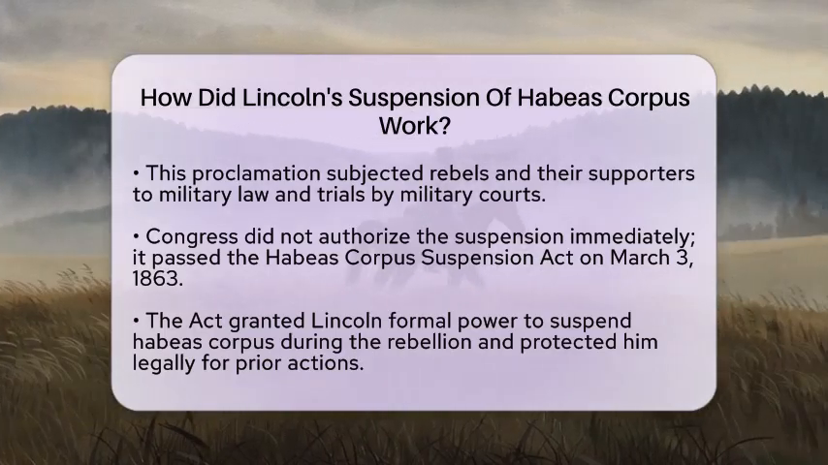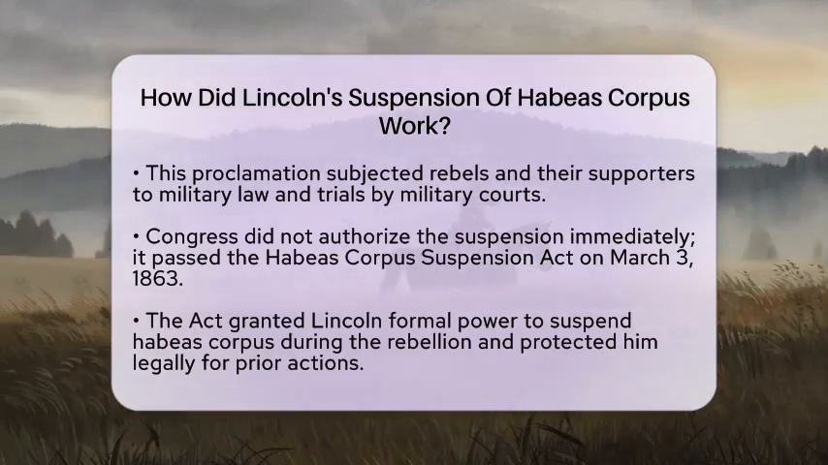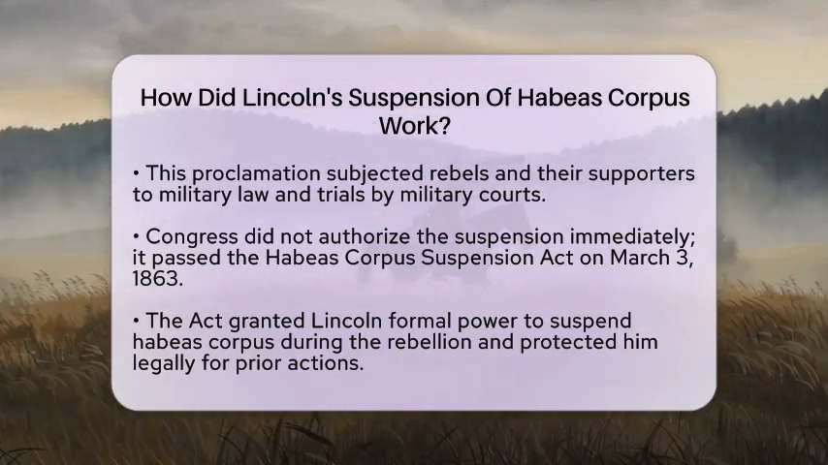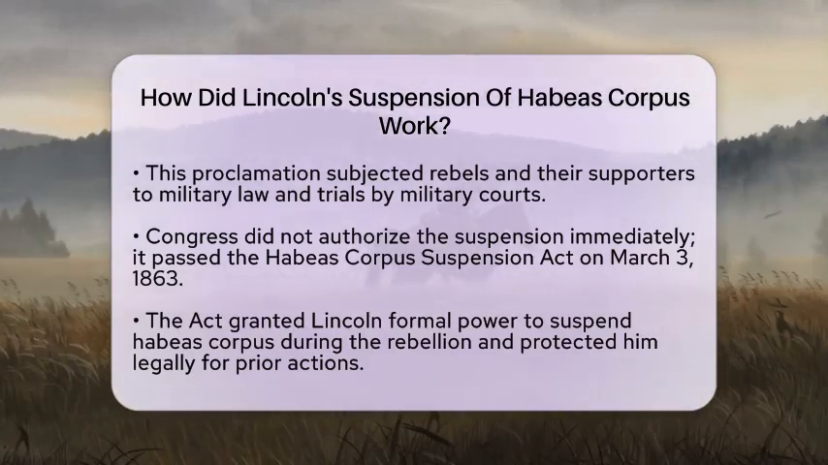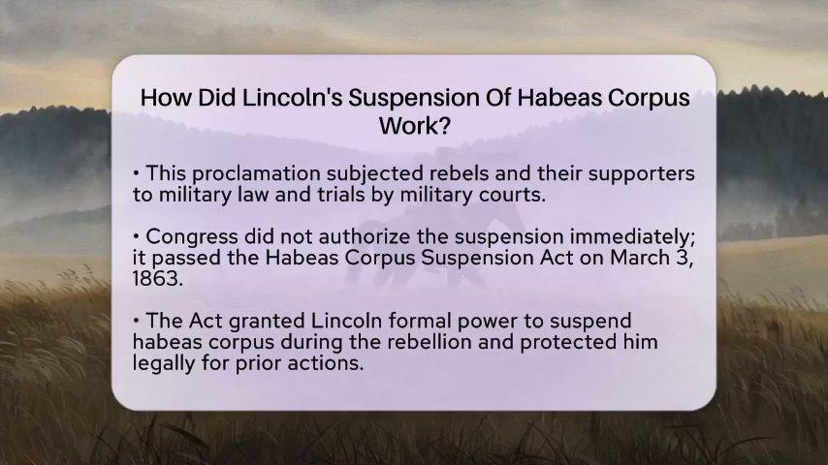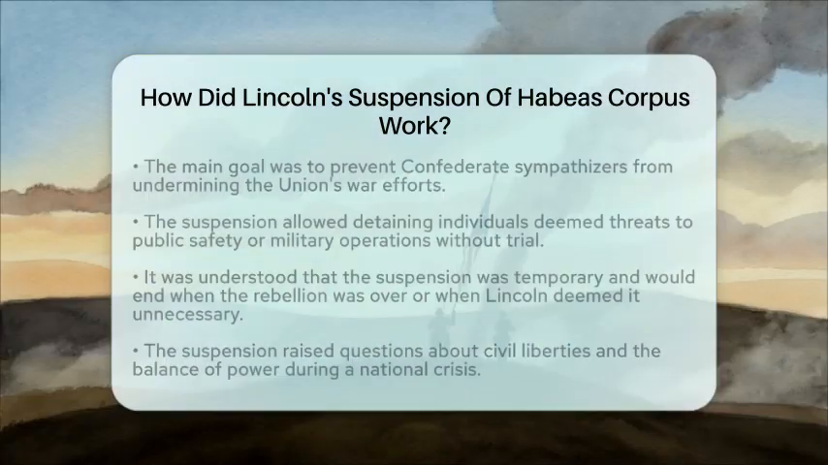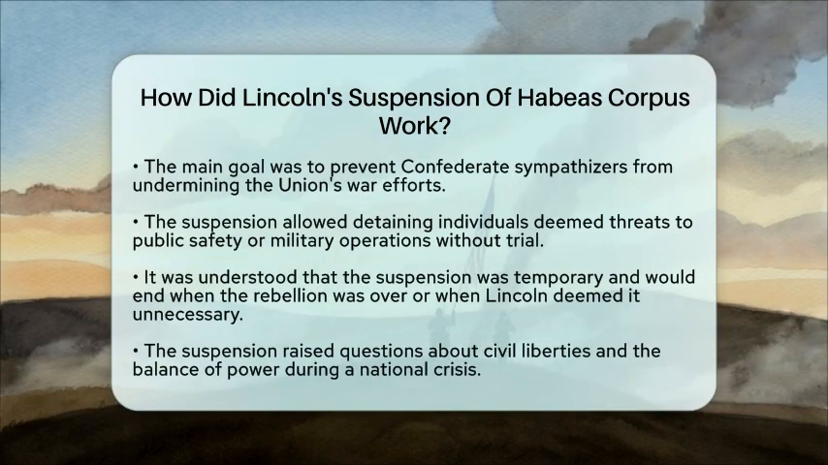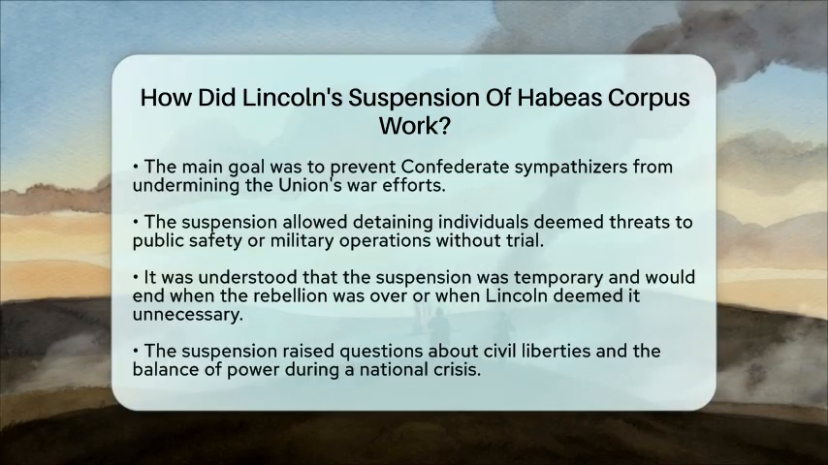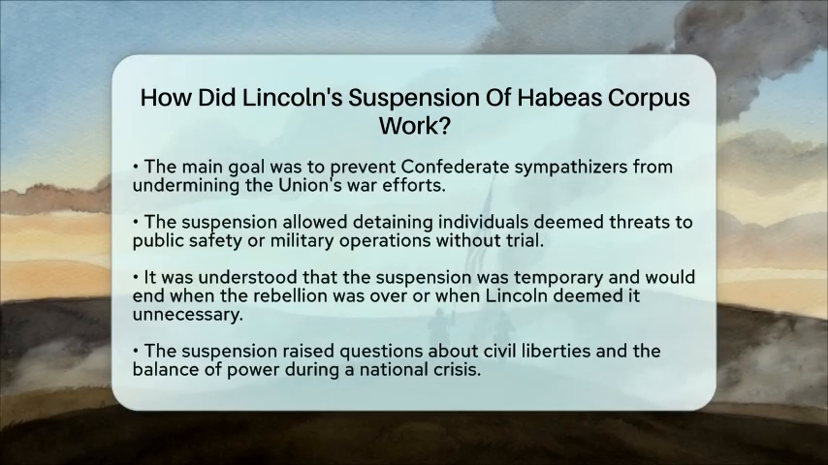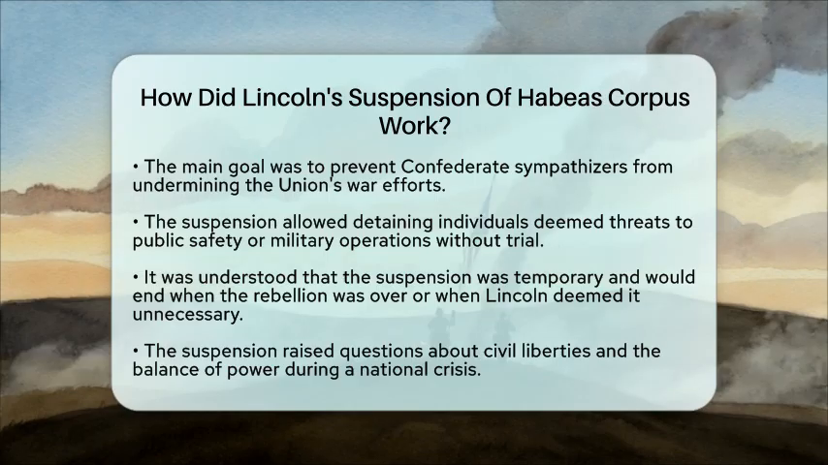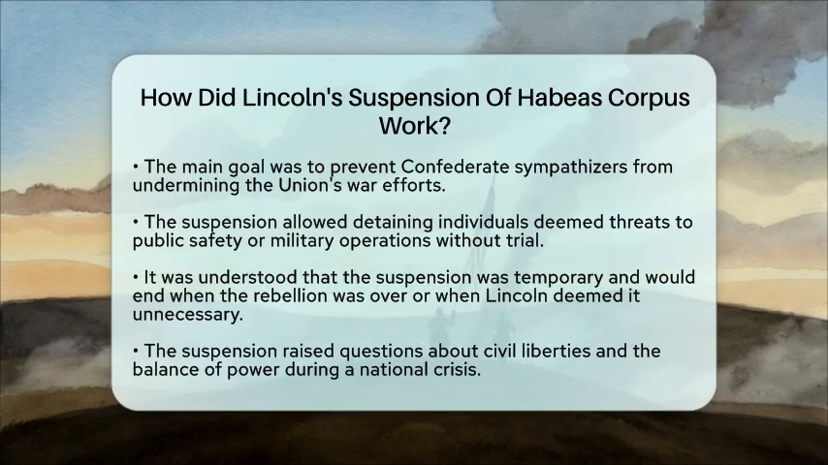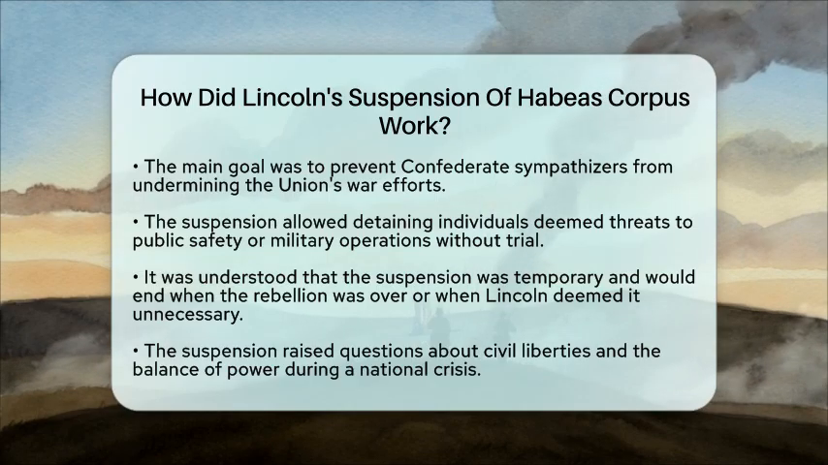The main goal of this suspension was to prevent Confederate sympathizers and dissenters from undermining the Union's war efforts. It allowed the government to detain individuals without trial if they were deemed a threat to public safety or military operations. However, it was understood that this suspension would be temporary. The right would be restored once the rebellion ended or when Lincoln decided it was no longer necessary.